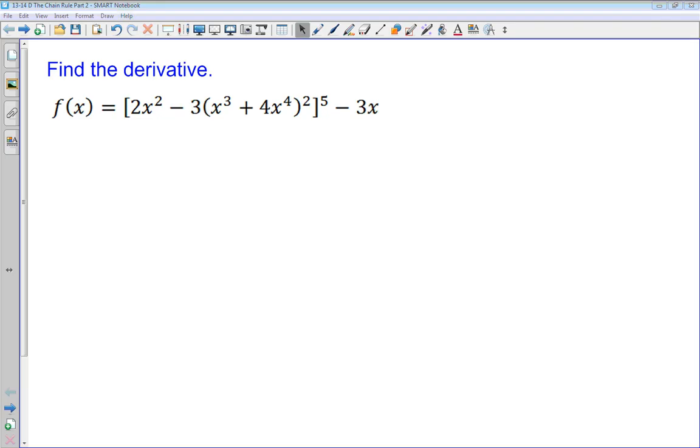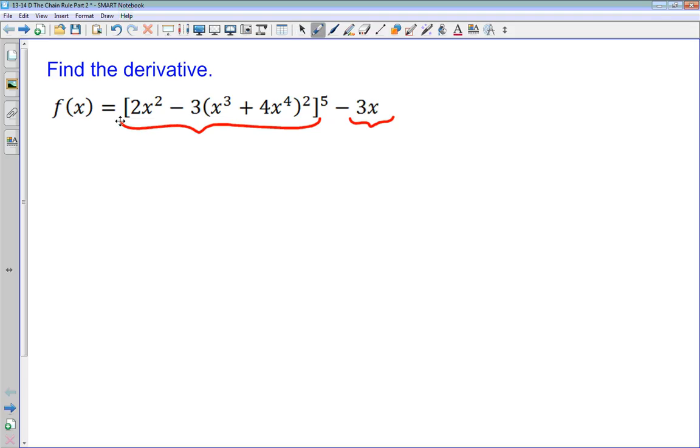So first, let's start thinking about this in terms of what simpler functions make up this complicated function. Our entire big function here has got two parts to it. There's this part here in square brackets minus this 3x here. So we know how to take the derivative of two functions that are subtracted. We do the individual derivatives, and then we just subtract the individual derivatives.